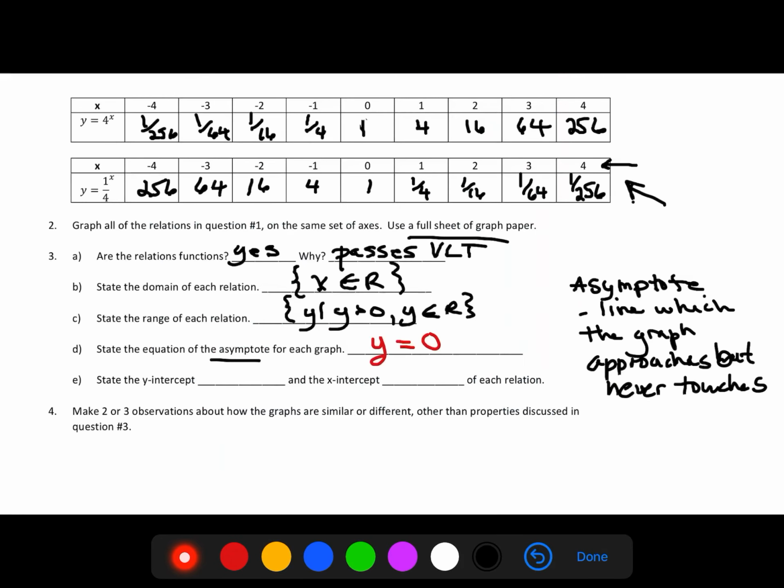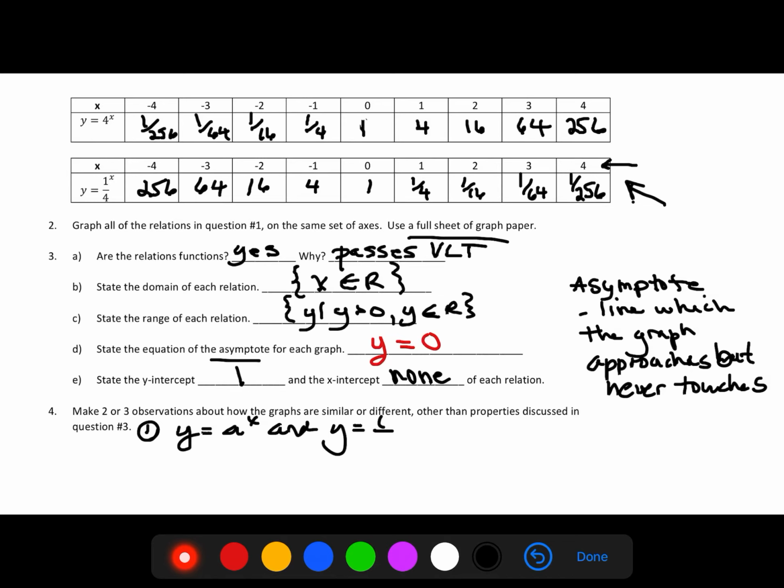Our y-intercept, if we take a look, we notice that all of our graphs cross at 1 on the y-axis. And our x-intercept, because our asymptote is at y equals 0, that means it's never going to cross our x-axis, and there are no x-intercepts for that relationship.